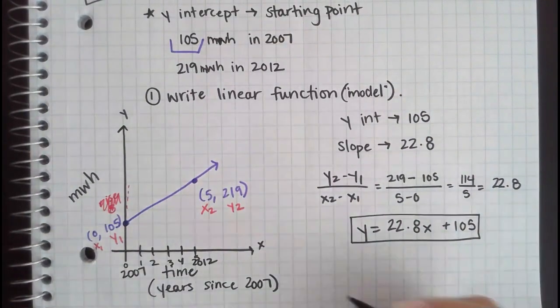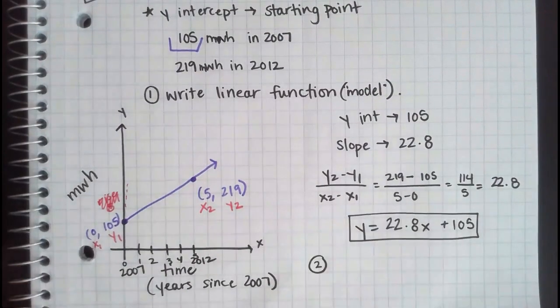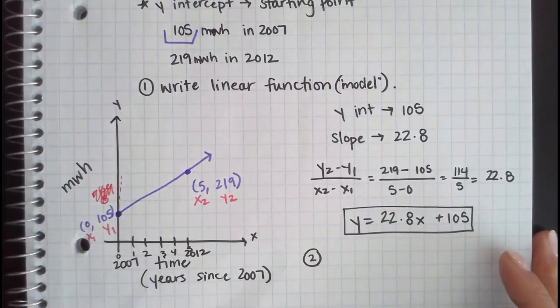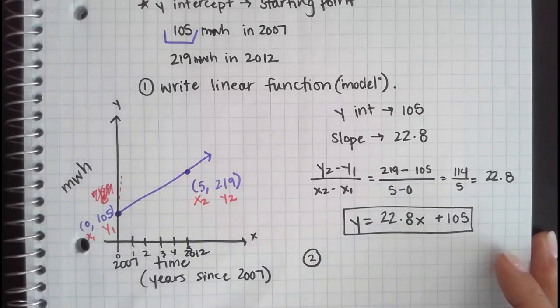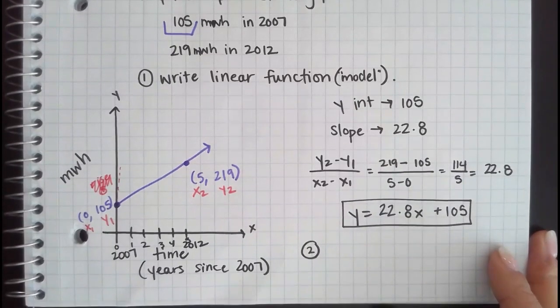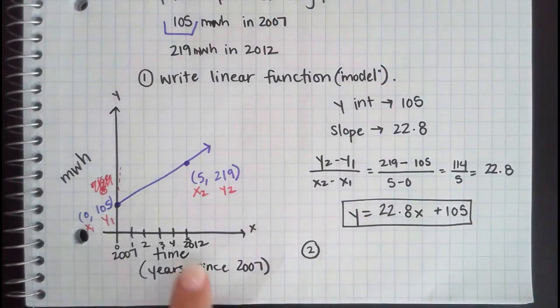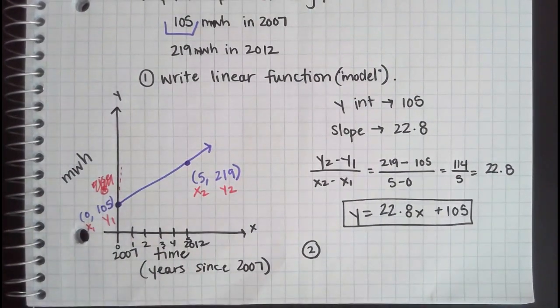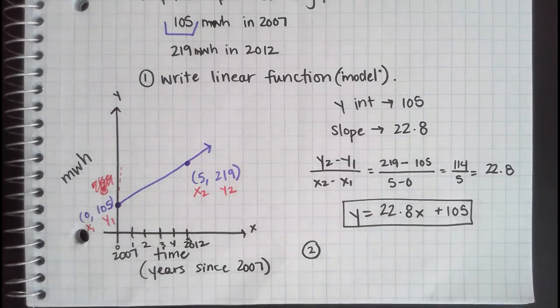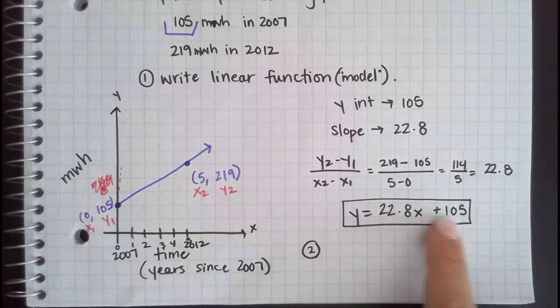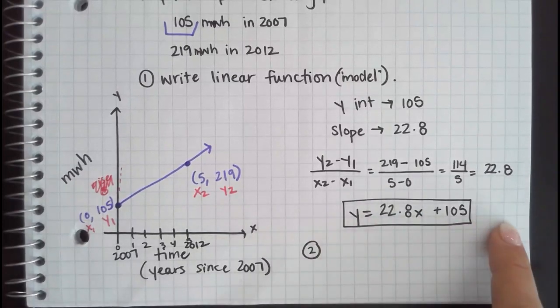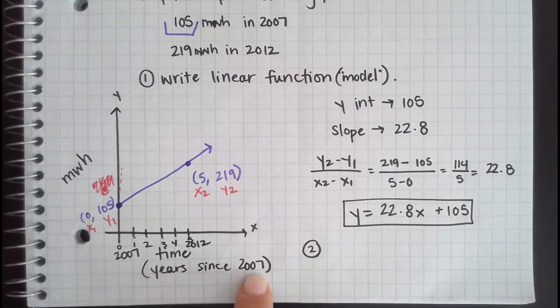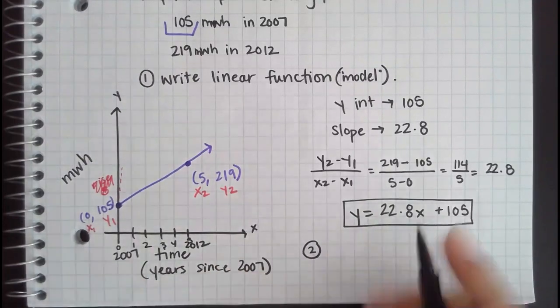Part 2 asks us, use the model to predict the number of megawatt hours that would be generated in 2017. So in 2017, how many years later is that than 2007? 10. So where would we plug in 10 here? For x, because remember, x is our years since 2007.